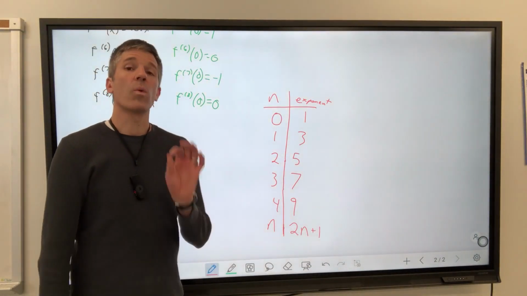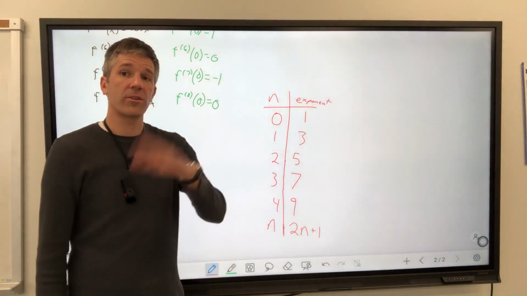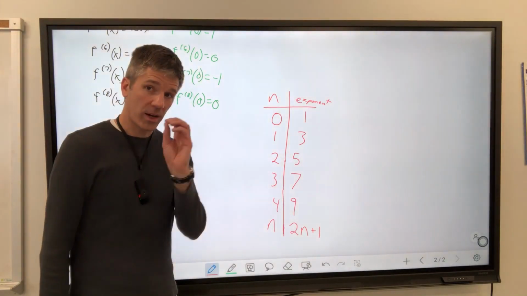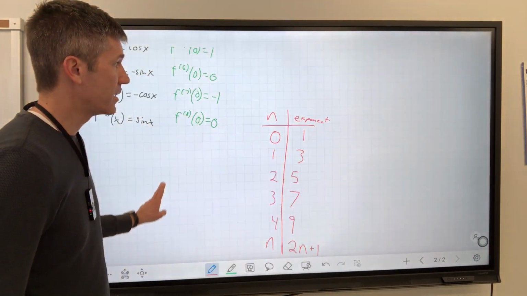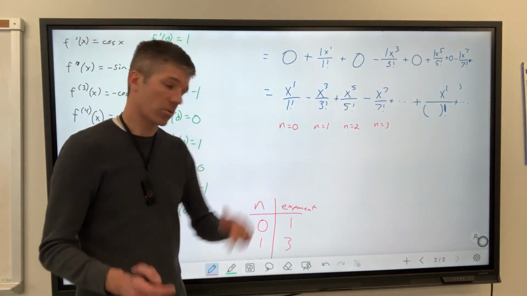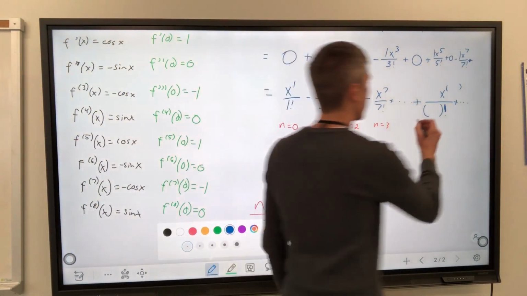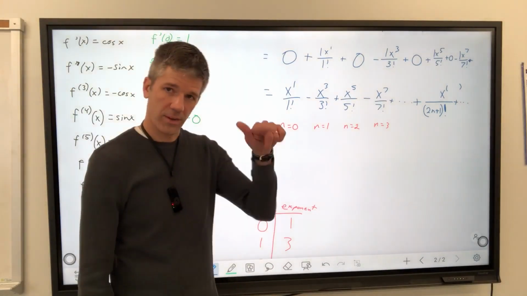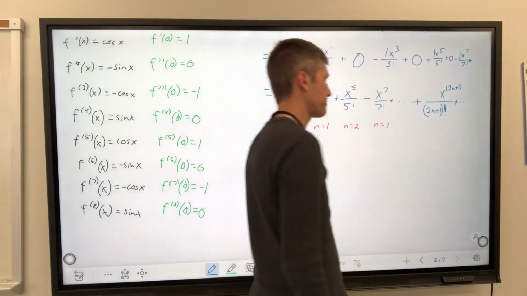So whatever term number I'm on, whether it's the 0th term or the 4th term or the 150th term or the nth term, take whatever term number you're on, double it and add 1, and that is going to be your exponent, which is also your denominator with the factorial on it. So let's switch colors again. We're going back over here. 2n plus 1 is my denominator with factorial, and then 2n plus 1 is my exponent.